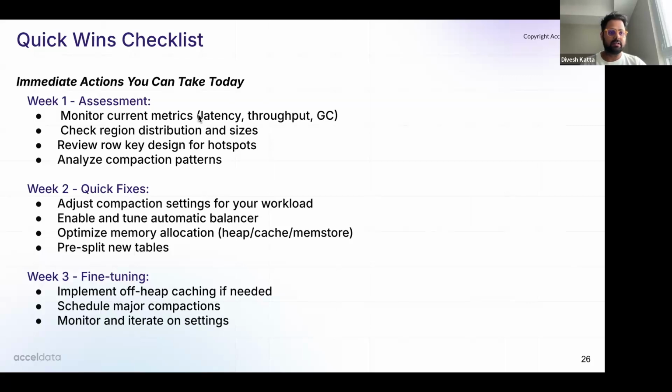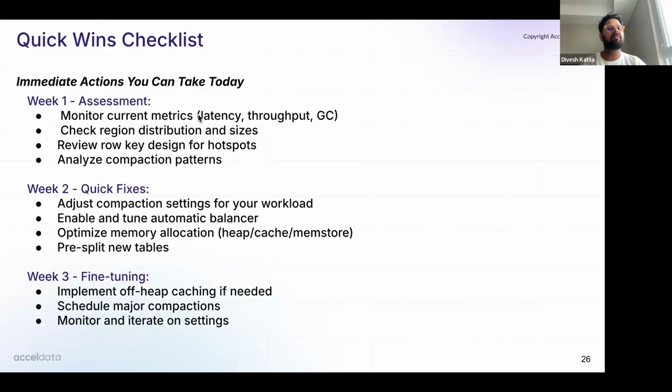Look at your region distribution. Are some servers handling way more regions than others? Check your row key design for obvious hotspot patterns. Analyze your compaction patterns. Is major compaction running during business hours?